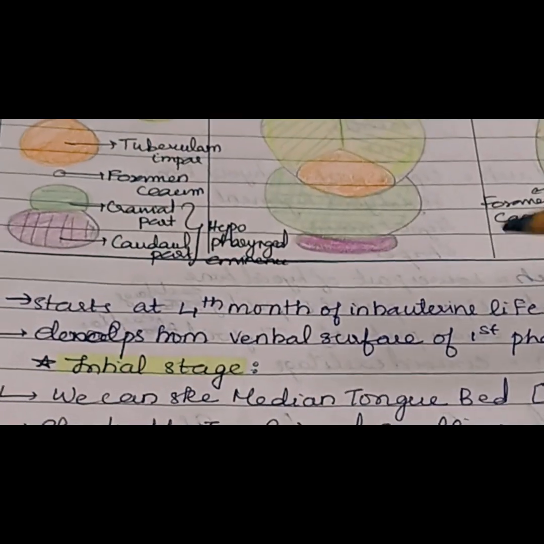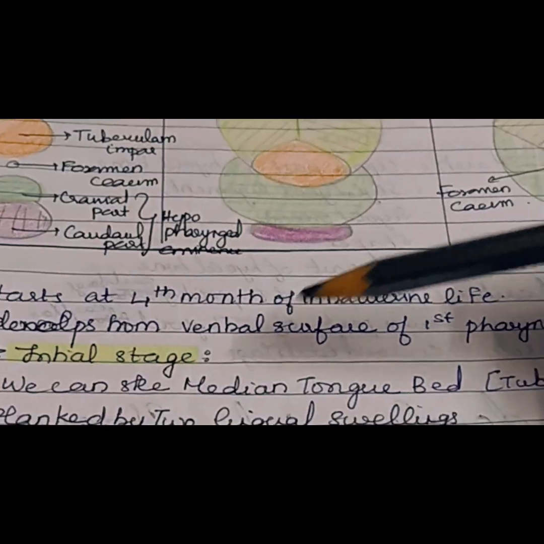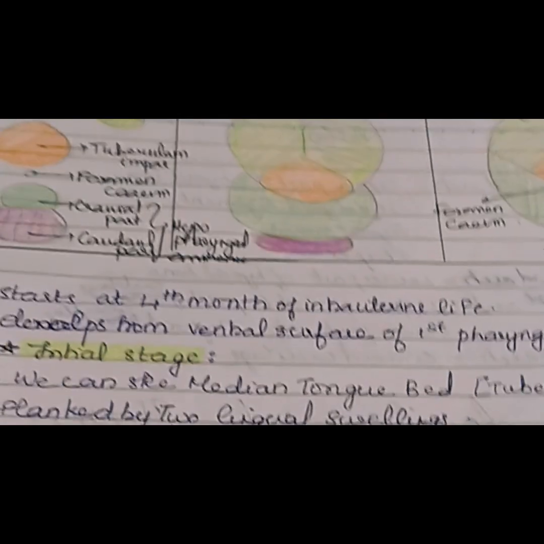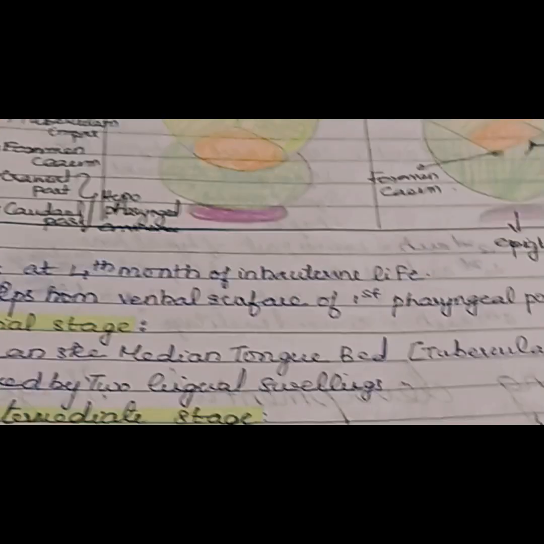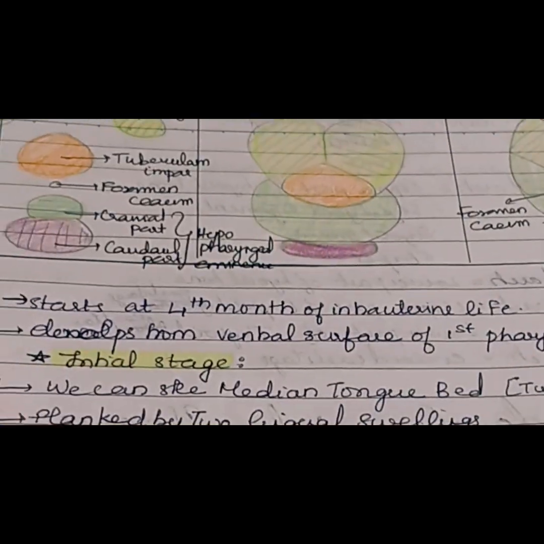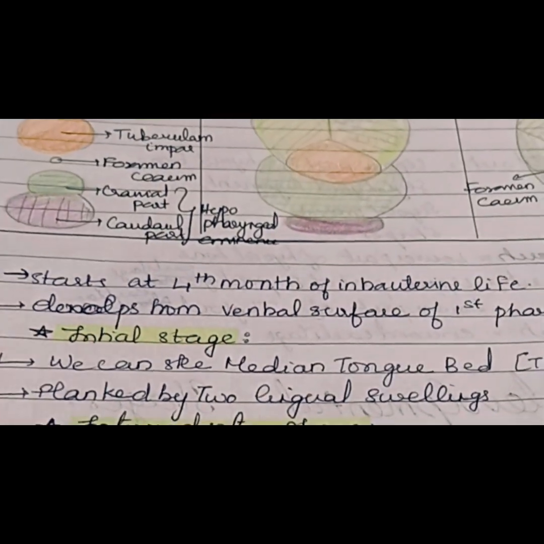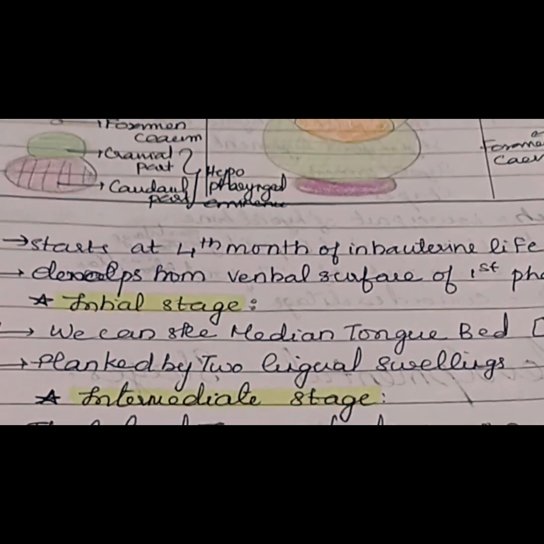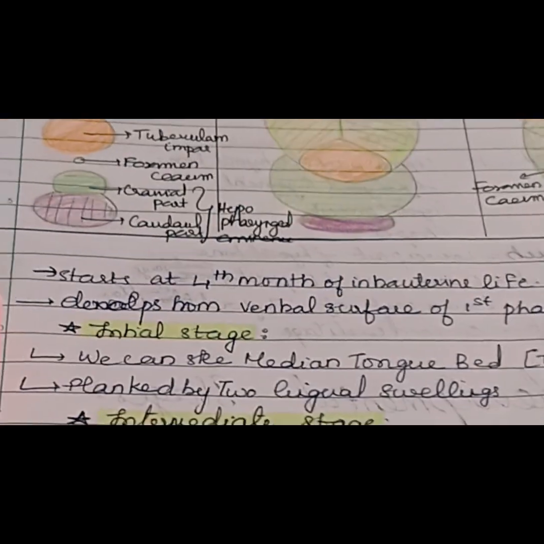So let's go. First, it starts at the 4th month of intrauterine life. It develops from the ventral surface of the first pharyngeal pouch. So you have to know about the first pharyngeal pouch. I will be uploading a video on the pharyngeal pouches very soon. Intrauterine life is inside the fetal life, the beginning. So it is from the ventral surface of the first pharyngeal pouch.